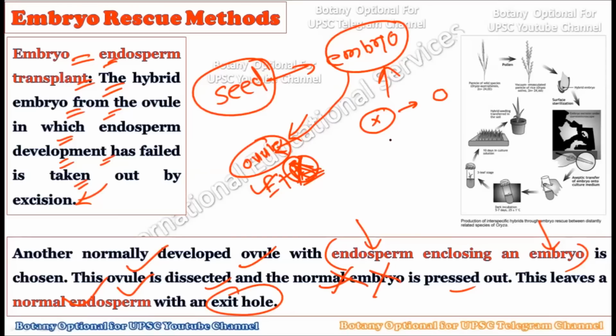Now, in order to provide the normal endosperm, we have taken another seed, and in this other seed, whatever embryo was there, this embryo is also taken out. So here, what will be there? Only the endosperm, which is the nutrition providing tissue.